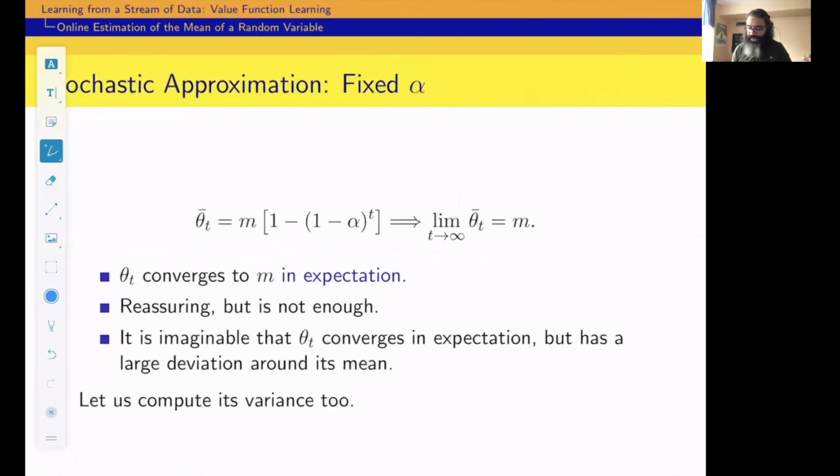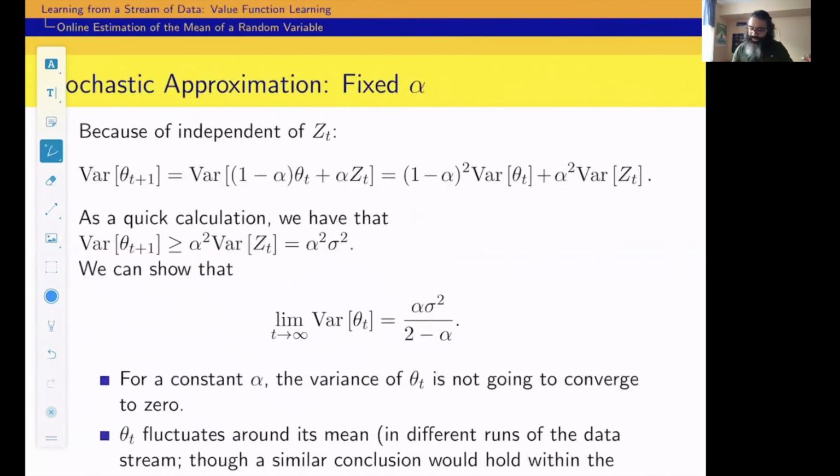So what we have is essentially this: as t goes to infinity, in expectation, our stochastic approximator converges to m. This is good. If it didn't converge, that would be bad, but it is not enough, because it is imaginable that theta t converges in expectation, but has some large deviation around its mean, m, even asymptotically. So let's think about a measure of deviation. We can compute its variance.